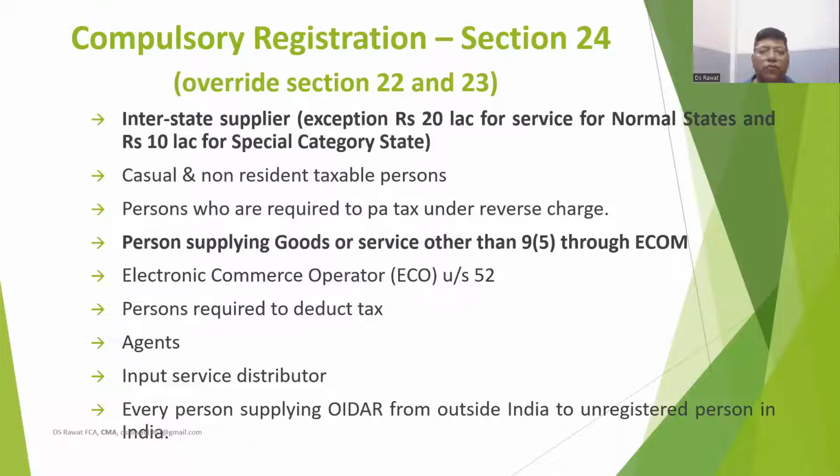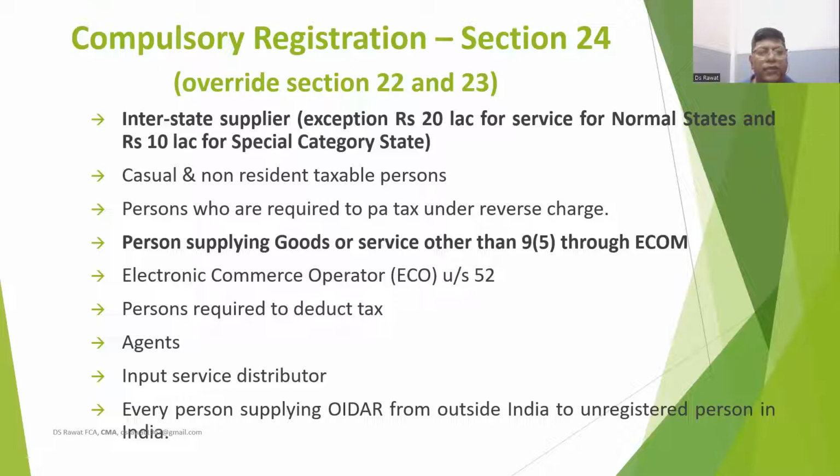First, we will come to section 24, which says that there is a compulsory requirement of taking registrations. This is for interstate supply. There are two types of supply, one is intrastate and one is interstate. Intrastate supply means when the supplier and receiver of the services are in the same state. Suppose you are providing services and you are staying in Delhi, and from Delhi you are supplying services to a client in Delhi itself, then it is an intra-state supply.